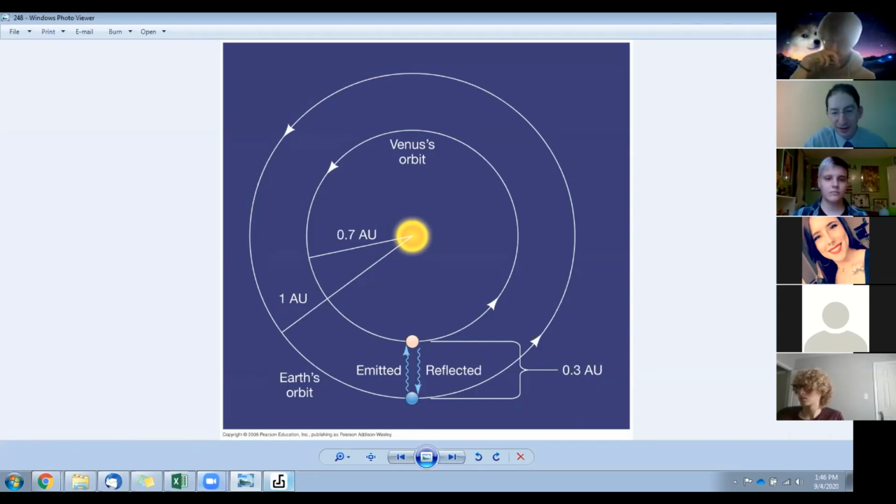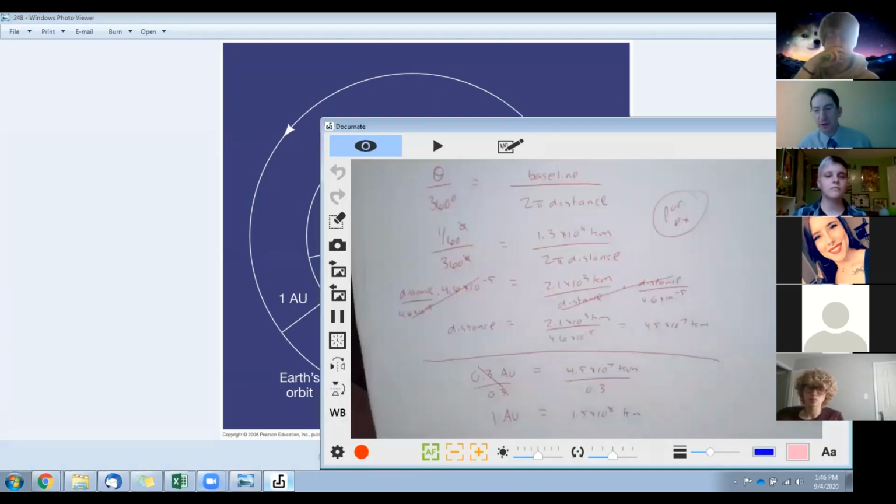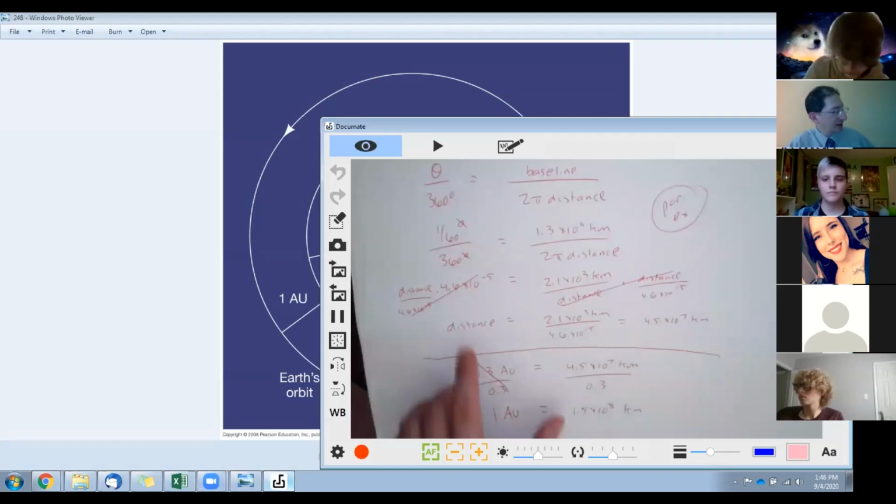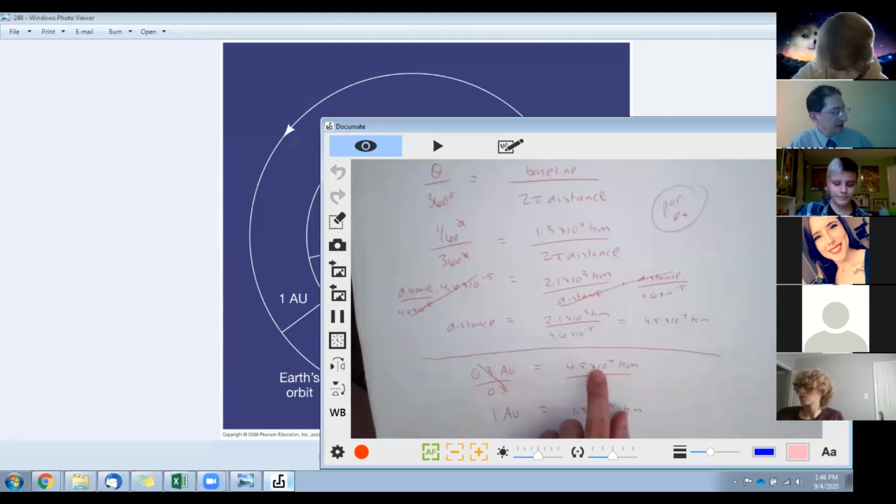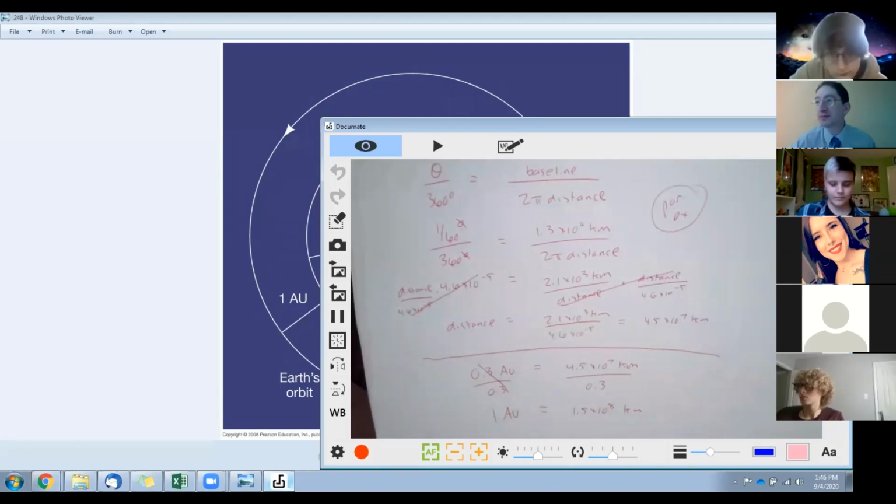Professor Record, could you show the doc cam? Yep, there we go. So what I wrote down is the distance, 0.3 AU, is equal to that. Divided both sides by 0.3, so AU is by itself. 1 AU is equal to, do that in a calculator, you get 1.5 times 10 to the 8 kilometers.